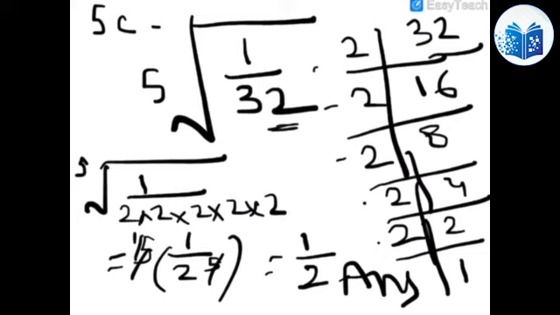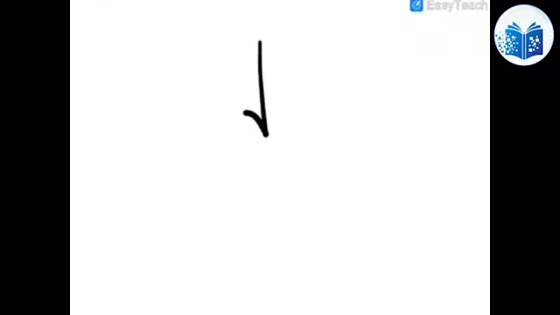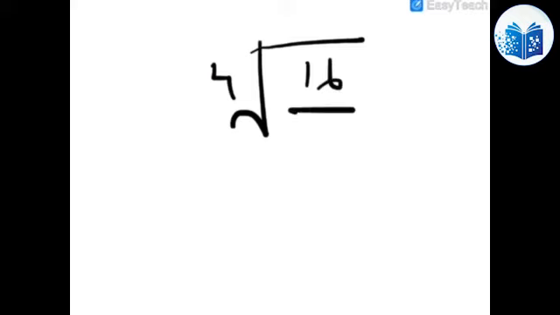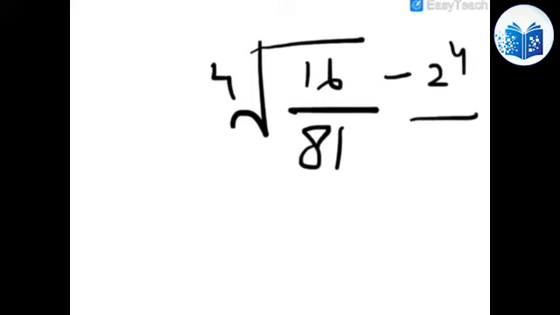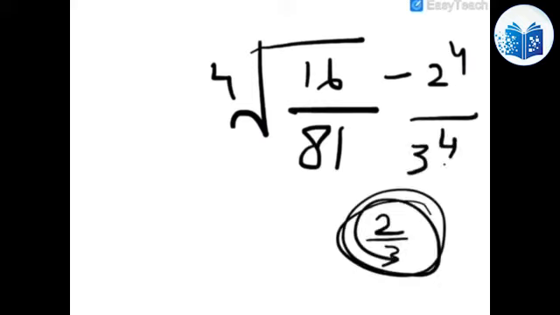Now I'm leaving this D to you. It has 16 and 81, and the under root has the power 4. Let me just write it here. It's the fourth root of 16 over 81. This is going to be 2 power 4, and this, I think, is going to be 3 power 4. So 2 by 3. I think this is going to be the answer. So you need to check it now.